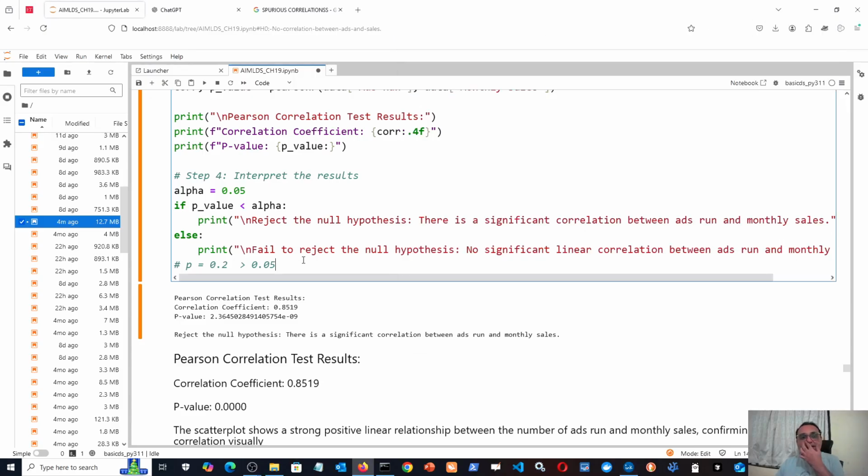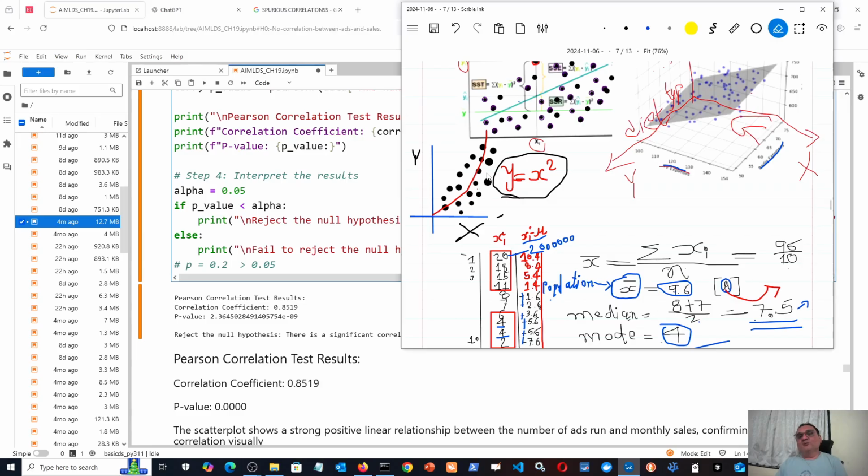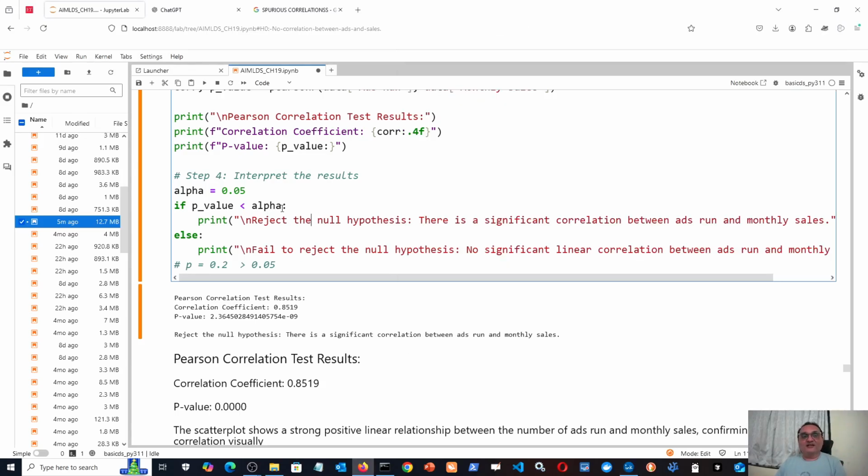And you might be misled into thinking, oh, so then there is no point in running more ads because it is not correlated with my monthly sales. In fact, it is very sharply correlated with the number of ads. Your monthly sales increases as the square of the number of ads run. So if you run 2 times the ads, then sales will become 4 times. If the number of ads becomes 3 times, then sales will become 9 times. But that kind of non-linear correlation, Pearson correlation test does not capture.